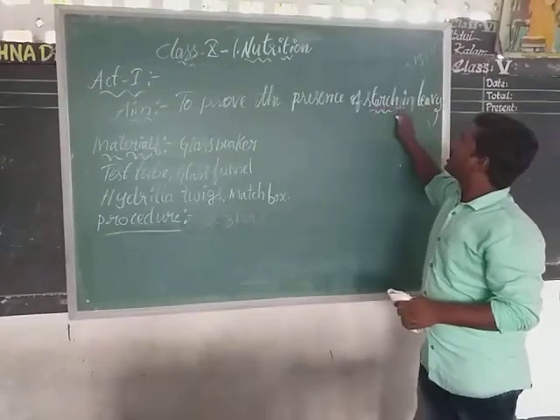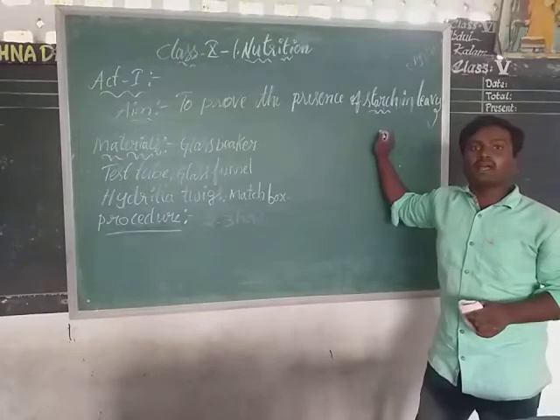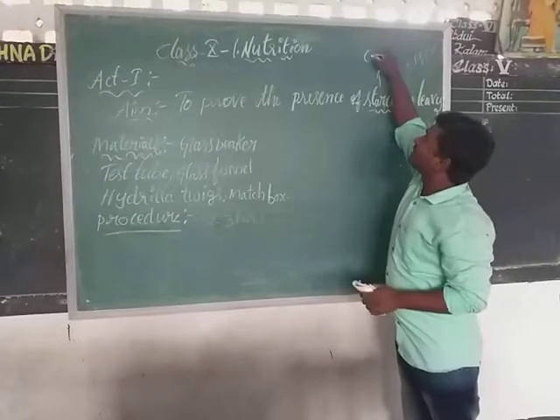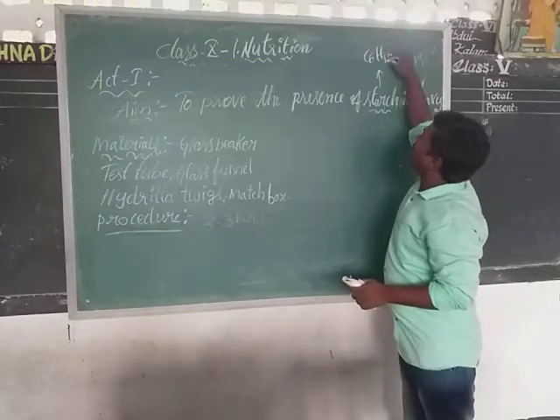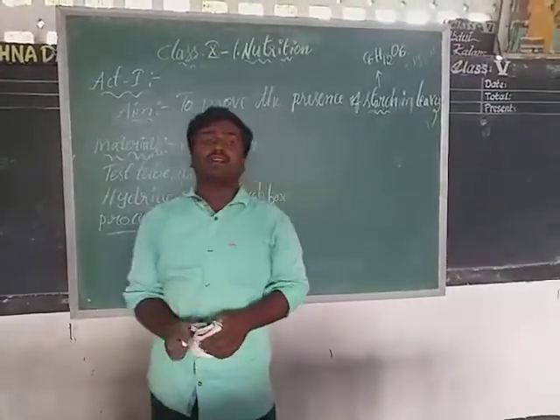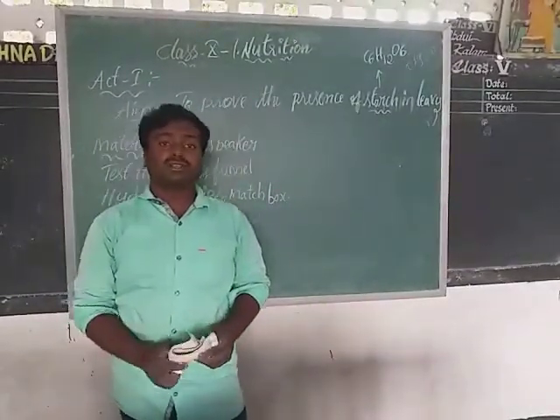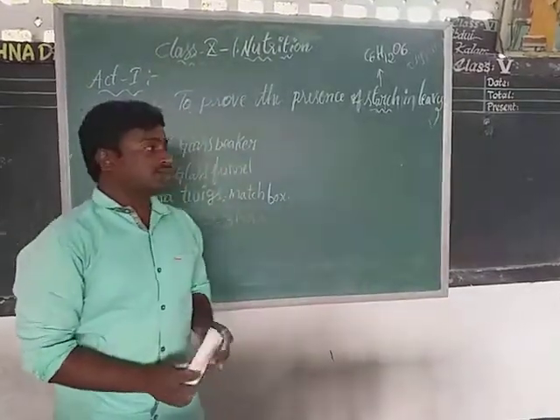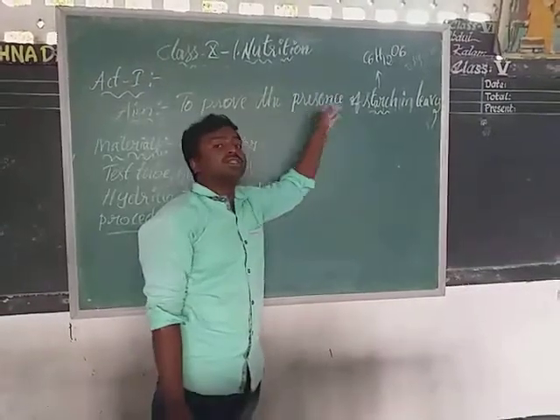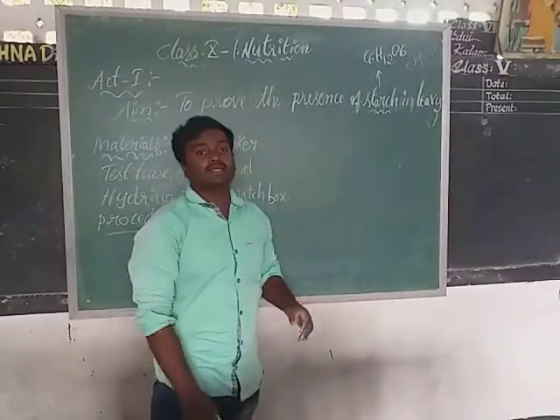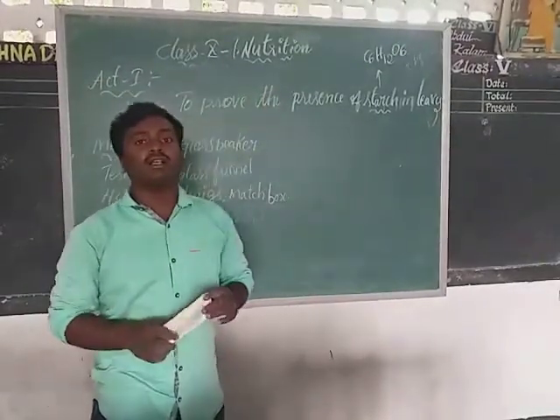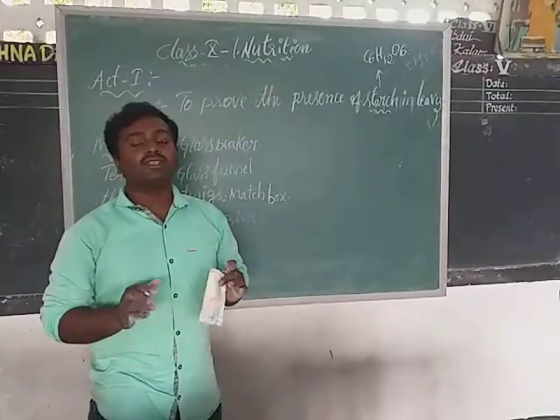What about starch? Starch is the food material in the plant body. Already we have observed the structure of starch. Formula of starch: C6H12O6. C6H12O6 means starch. It's also called carbohydrate, glucose, or fructose. How many names does it have? Four names: starch, glucose, fructose, carbohydrate. What are we going to verify? To prove the presence of starch in plant leaves. This is our aim.